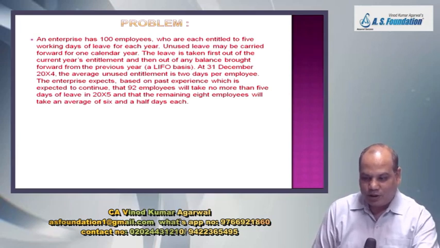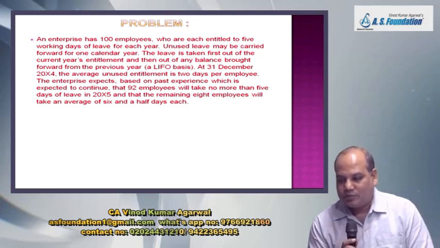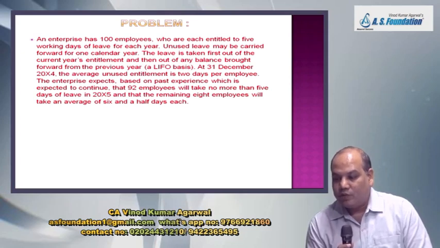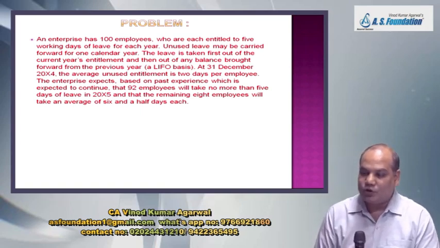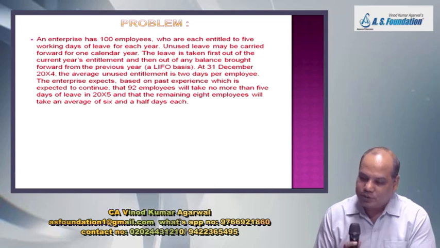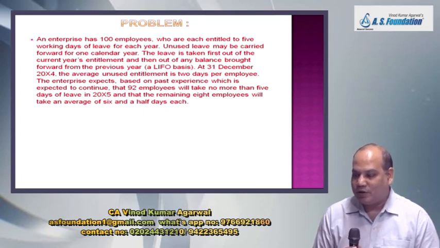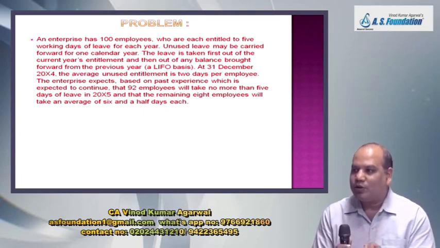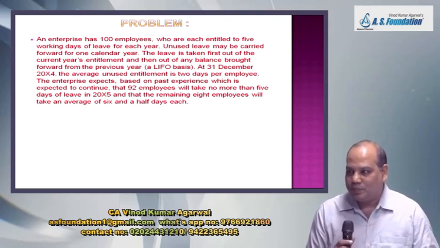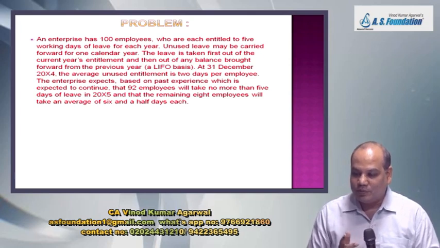Number 1. An enterprise has 100 employees who are each entitled to 5 working days of leave for each year. Okay. Unused leave may be carried forward for 1 calendar year. That is also okay. The leave is taken first out of the current year's entitlement and then out of any balance brought forward from previous year. What an idea. First they will adjust against current year entitlement. Suppose you have taken 7 days of leave in a year. It is assumed 5 will be utilized out of current year, 2 out of previous year. Okay. So who will benefit in this style? Employer or employee? Employer will be benefited.